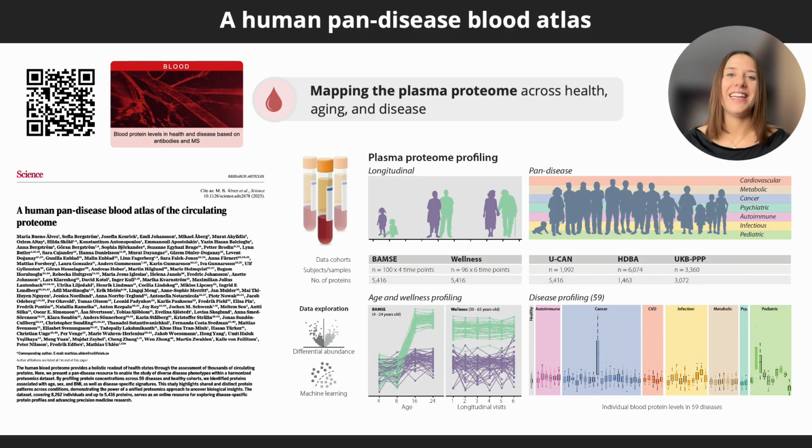My name is Maria Bueno, and I'm a PhD student working with the Human Disease Blood Resource. Recently, we released a human pan-disease blood atlas of the circulating proteome, where we profiled over 8,000 individuals with the proximity extension assay, measuring over 5,000 proteins. This dataset allowed us to characterize the plasma protein patterns in healthy individuals across development into adulthood and also associated with aging and disease. By including 59 disease types, we could distinguish proteins that are shared across diseases from those that are disease-specific.